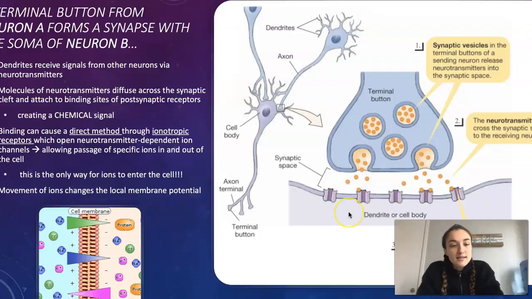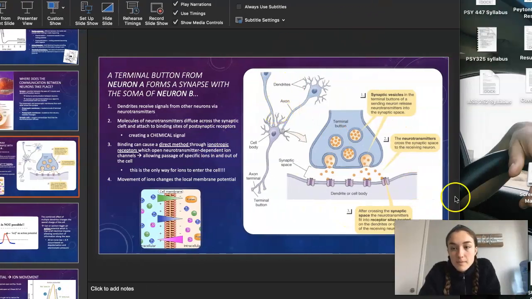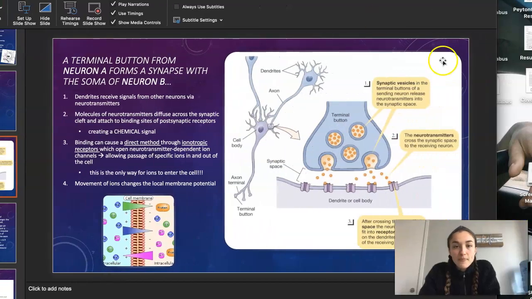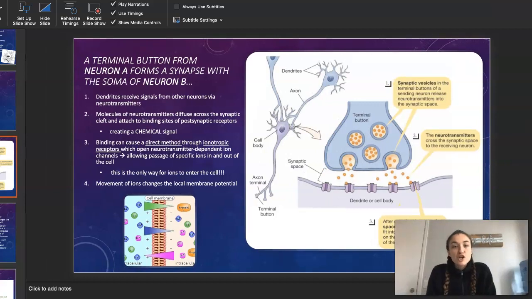So I want to start with this. We have a terminal button from neuron A that forms a synapse with the soma of neuron B. The dendrites receive these signals from other neurons via the neurotransmitters.